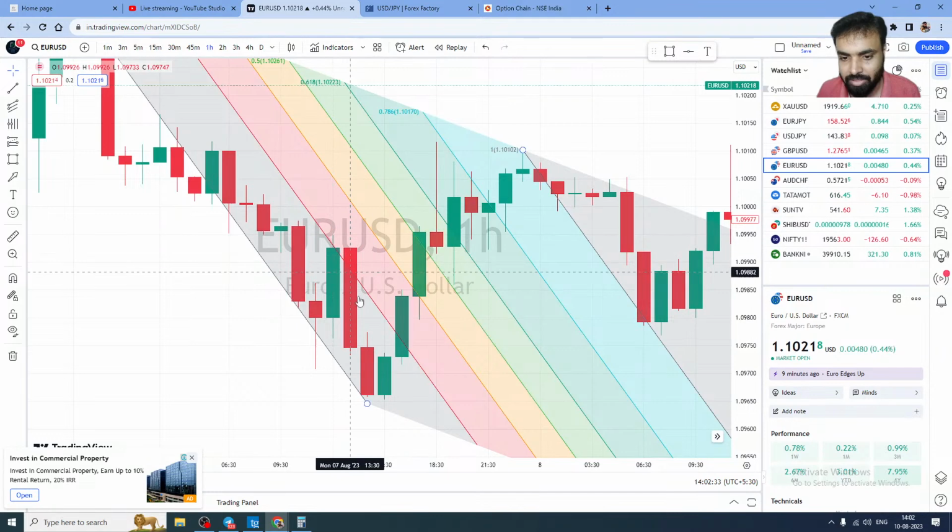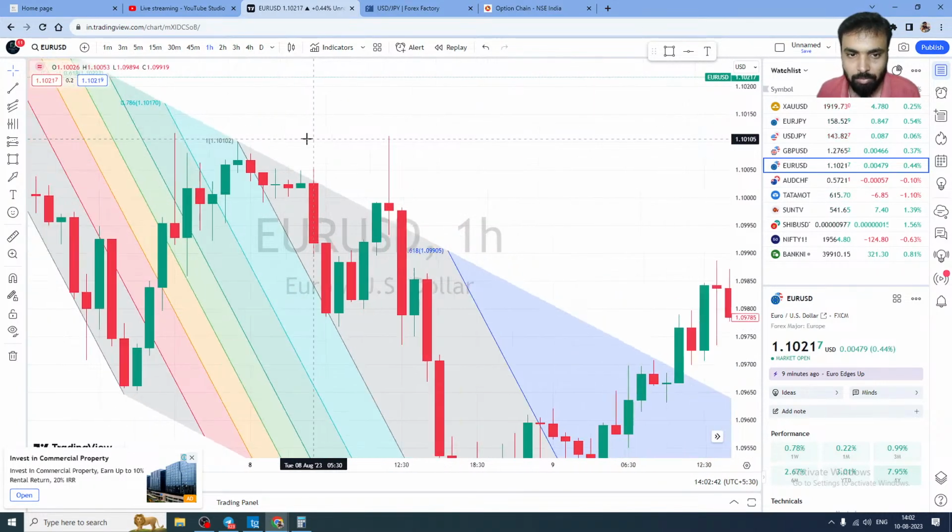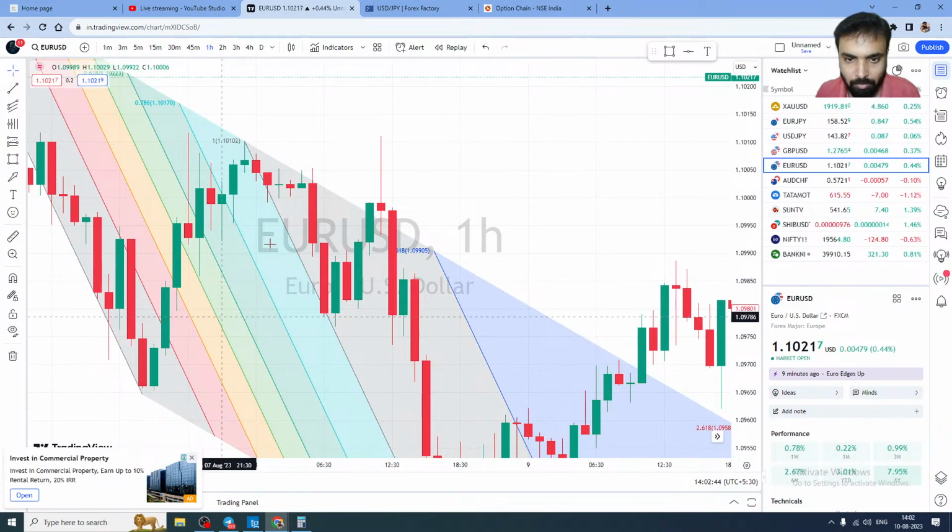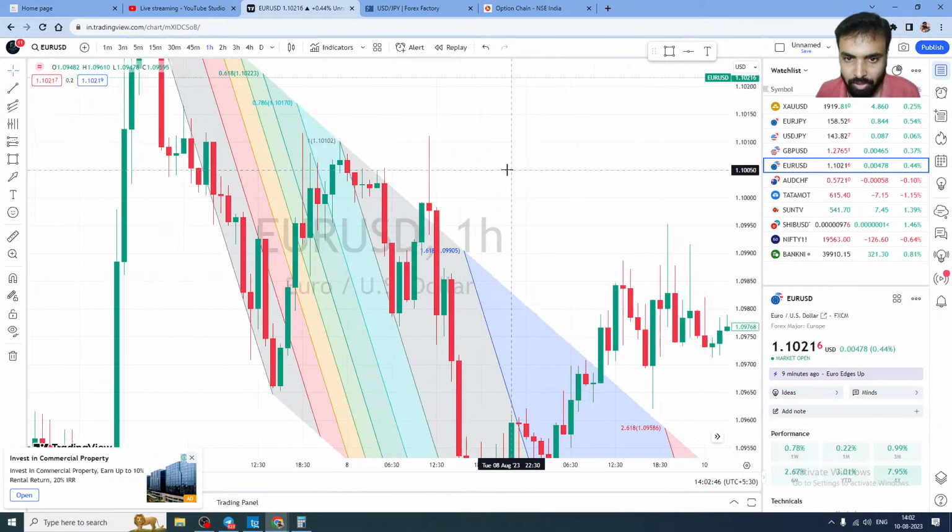Touching the line, rejecting. Touching the line, rejecting to the upside. So the extreme lines, the top lines and bottom lines, are important, especially since you will be having specific levels inside.